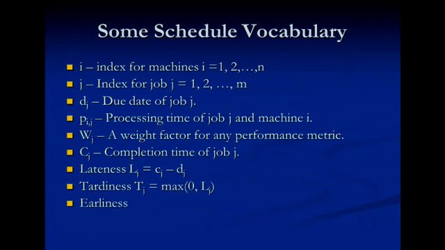Scheduling has some vocabulary. Typically, people use I for machine and J for job. And so D sub J would just denote the due date of job J. P_IJ is the processing time of job J on machine I. W_J is usually the weight of a performance metric. And then you have the completion time of a job, which is just when it finishes. The lateness is the completion time minus the due date. The tardiness is the maximum of 0 and the lateness. Okay? So tardiness counts late. Lateness could be negative, which would mean it would be early, right? And then finally, earliness.